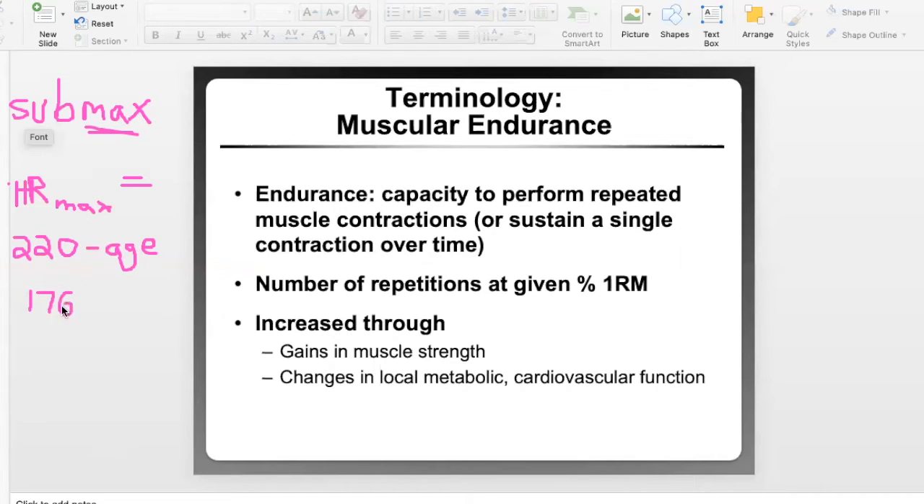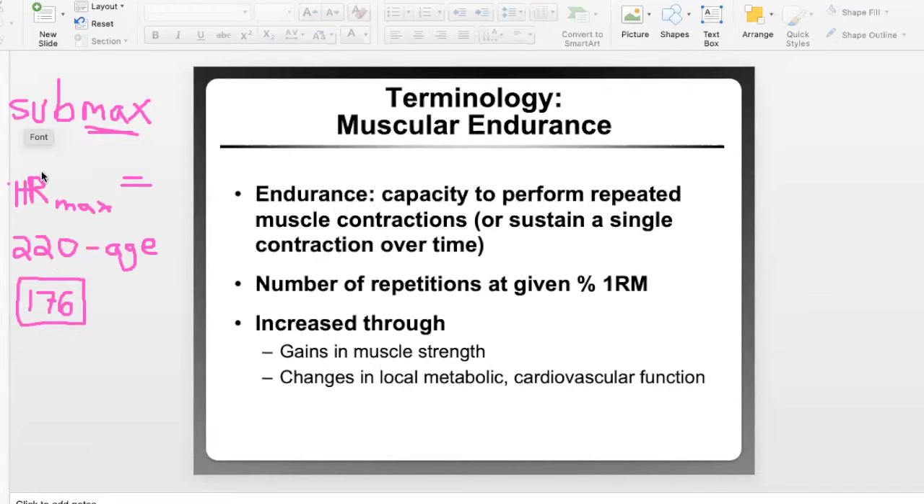So if I'm doing exercise and my heart rate gets to about 176 beats per minute, then I'm at my maximum heart rate. A sub-max exercise is an exercise designed not to get your heart rate to 176. Now, if I'm doing a sub-max effort and my heart rate gets to 176, something's going wrong. I should stop.